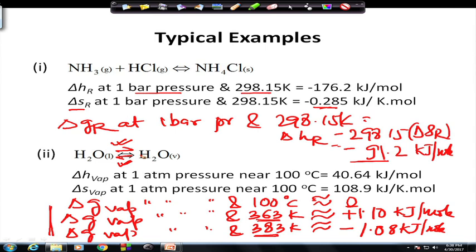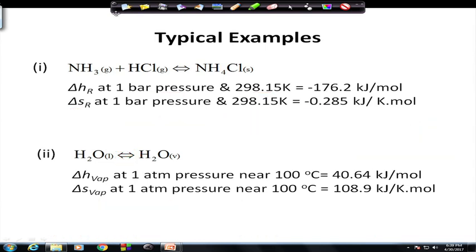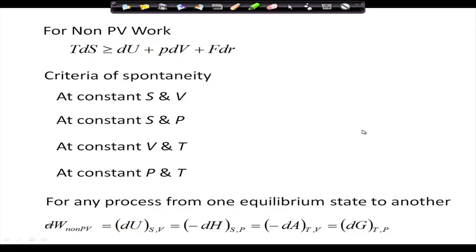We can take up several other examples as well, but anyhow these are the two typical examples which I have shown, so that you can appreciate the importance of calculating delta G vaporization.